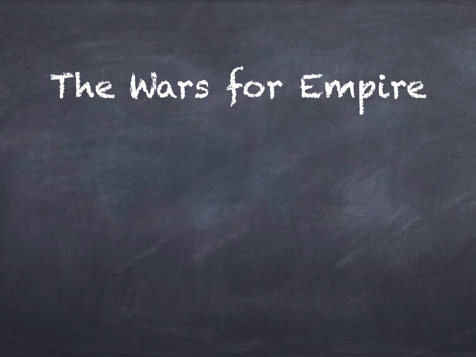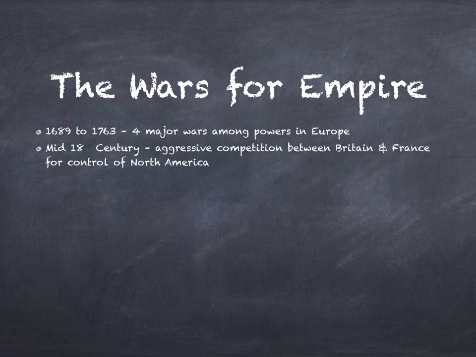The wars for empire. From 1689 to 1763, there were 4 major wars among the powers in Europe. By the mid-1700s, there was aggressive competition between the British and the French for control of North America. The biggest area that they're going to be fighting over is the Ohio River Valley. It's very important that you remember this. It's basically the land that is between the Appalachian Mountains and the Mississippi River.